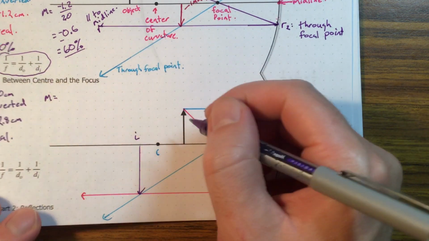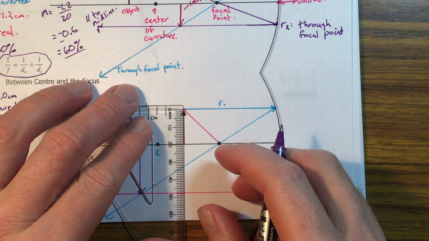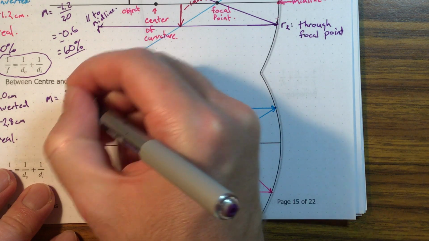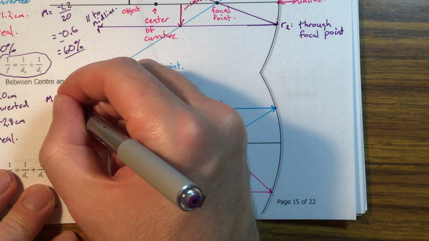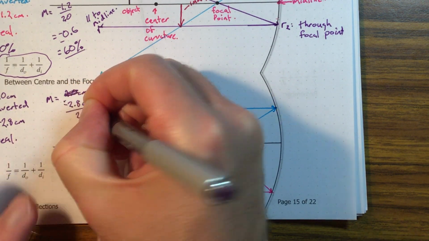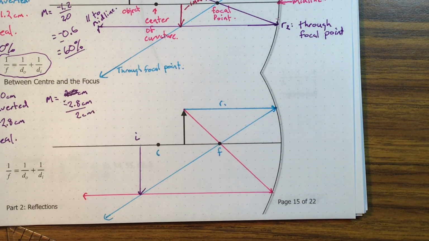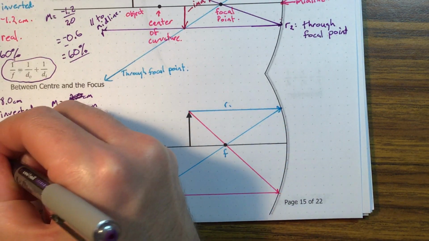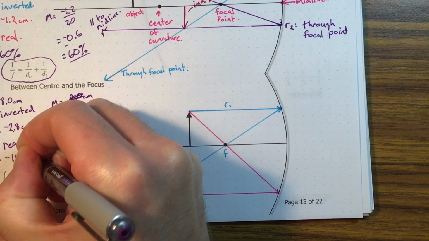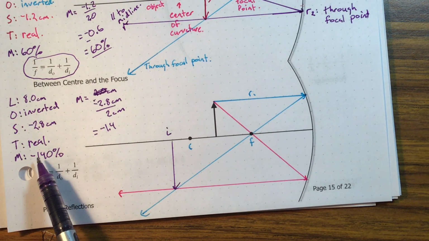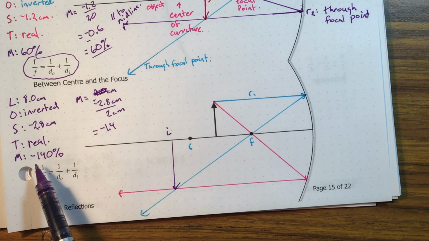Now we can figure out our magnification, right? Magnification is equal to, let's see how tall this original one was, 2 centimeters. Sorry, I gotta put the image on the top. Negative 2.8 centimeters over 2 centimeters. And I get negative 1.4, or magnification of negative 140%. The negative here just tells me that it's been inverted.